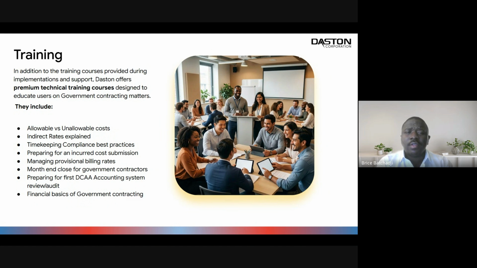On the next slide here, we start with just training. And this training is really just technical training. It's unrelated to the implementation training courses that most of the folks on the call took. This is more technical training geared towards overall government contracting, right? Think of your government contracting 101 courses, where we provide training around what's allowable versus unallowable costs per the FAR Part 31. We go into more depth around indirect rates, understanding that a lot of you might be new to government contracting. So we provide an in-depth training around indirect rates.